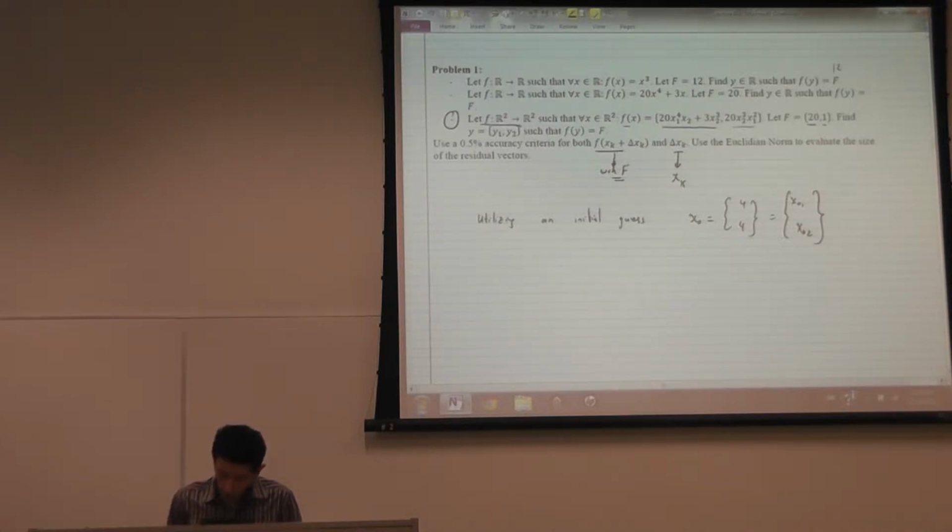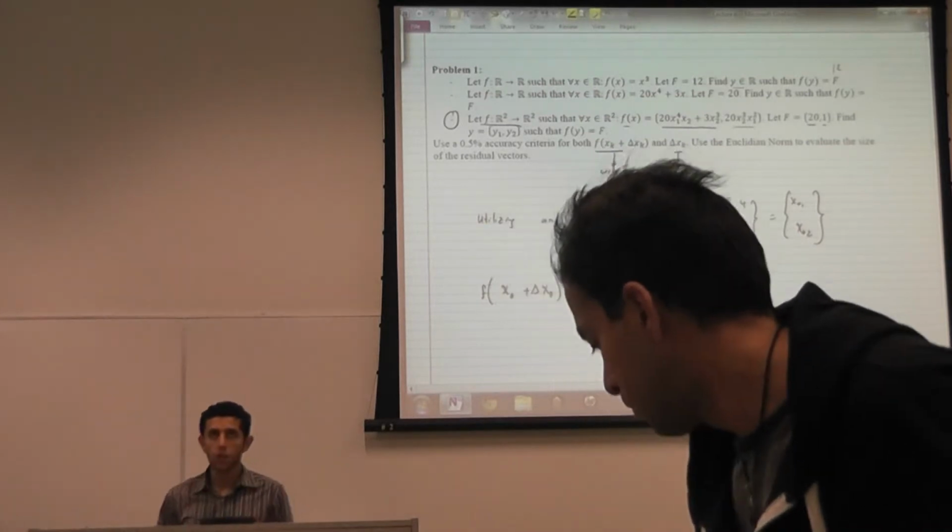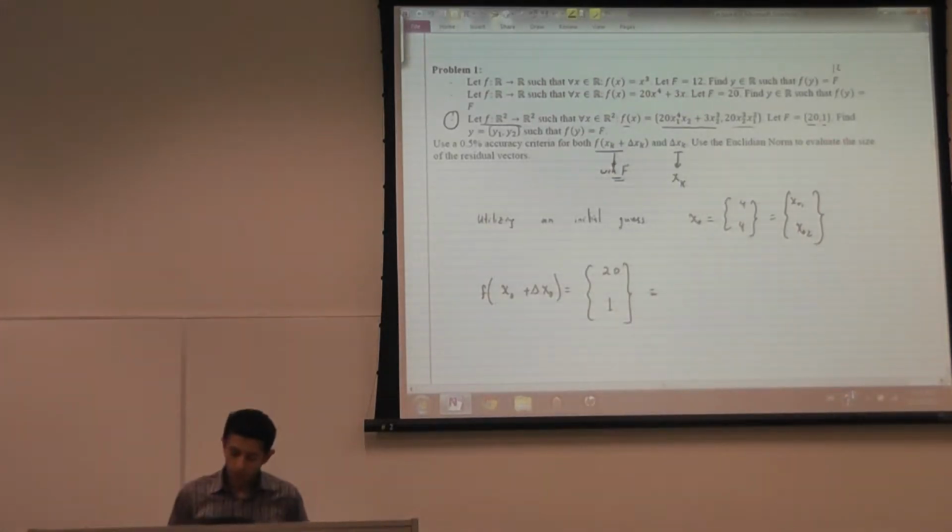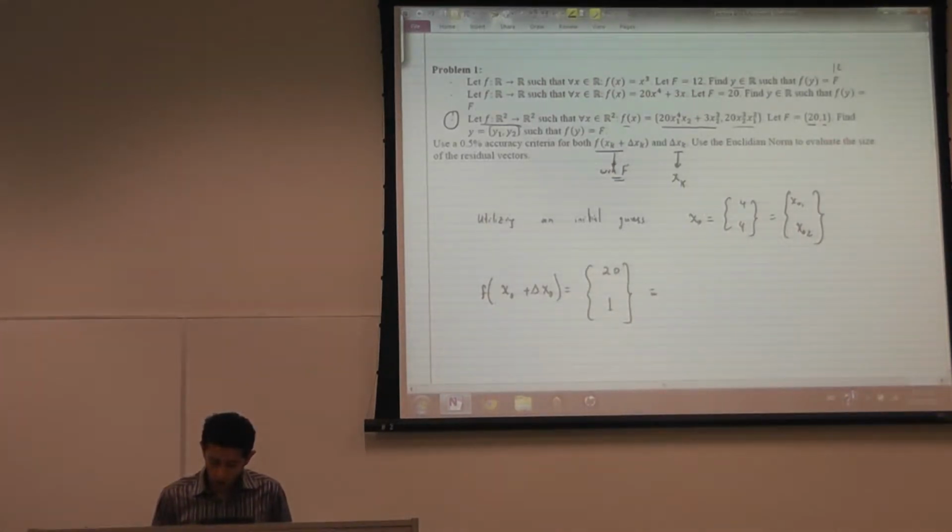So f of x naught plus delta x naught, I want it to be equal to 20 and 1. But it's not equal to 20 and 1. It's equal to f of x naught plus partial f by partial x naught, and this is a matrix multiplied by the vector delta x naught.